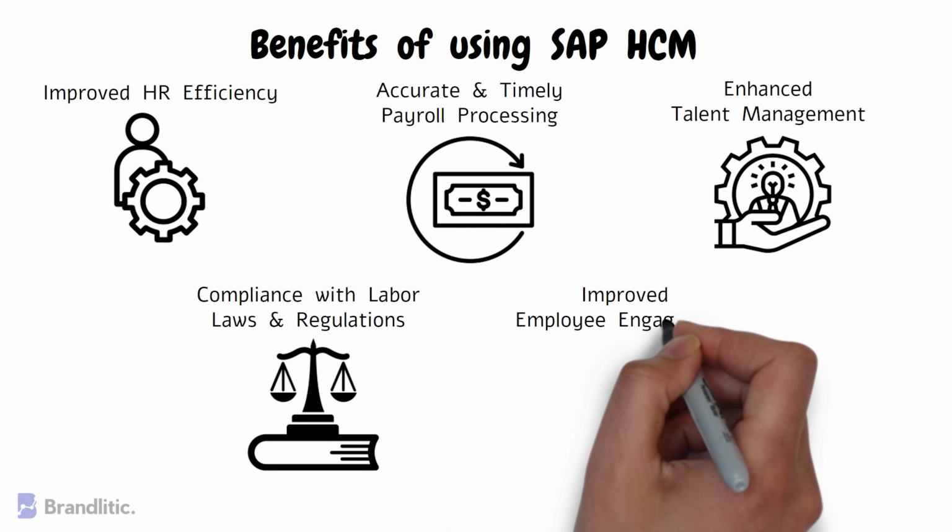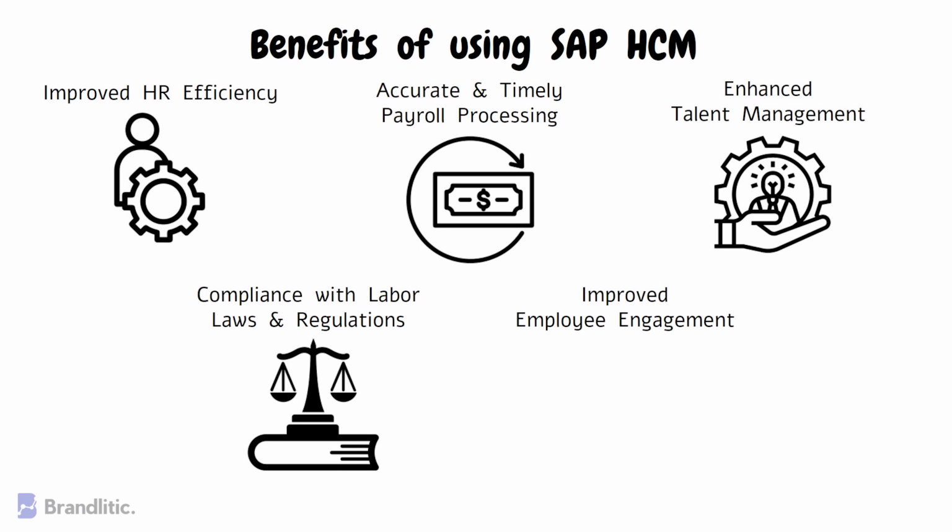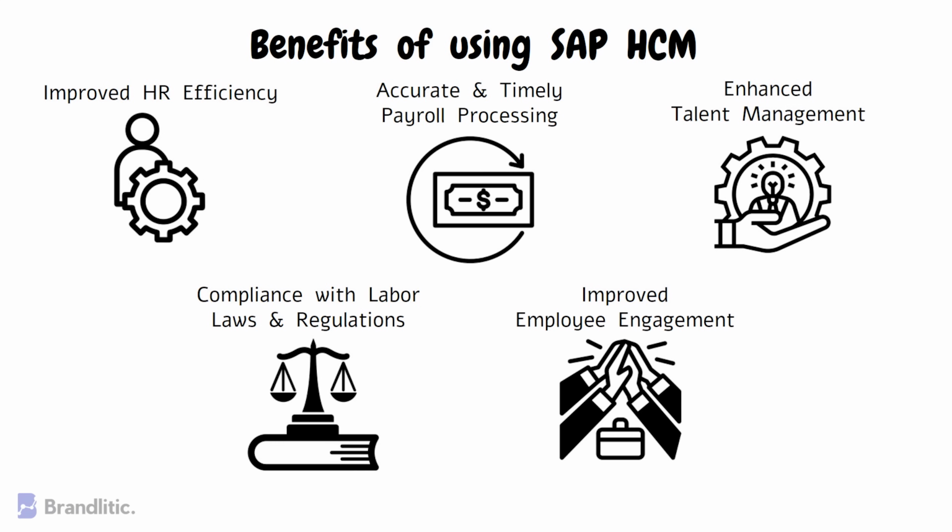Next, number 5, improved employee engagement. Now, SAP HCM provides tools for managing employee data and performance, enabling organizations to improve employee engagement and productivity. The software enables HR teams to create development plans and career paths which can help employees feel valued and engaged.